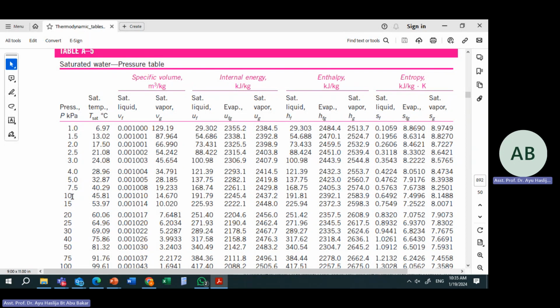Okay, so if you calculate 10, then T set is 45. If let's say you get other value of pressure, let's say 50, okay, 40, then this is your T set 75. Depends to the pressure that you calculate.